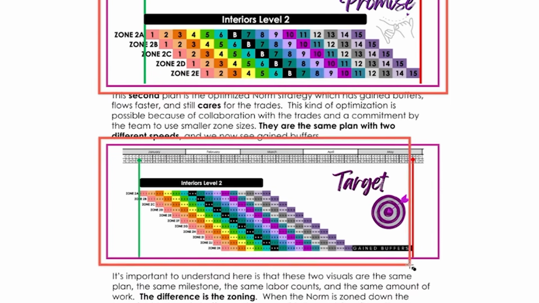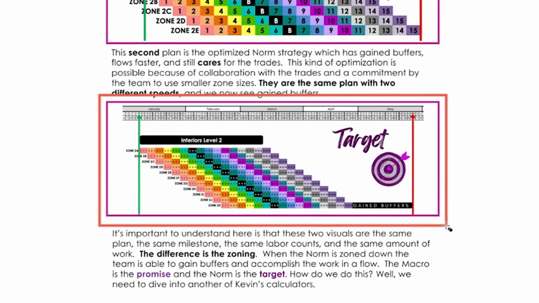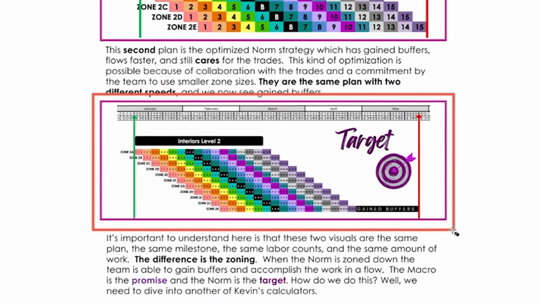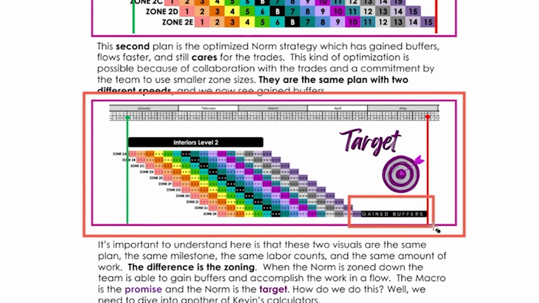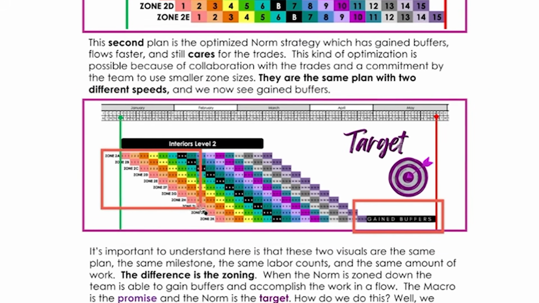Okay, what's the difference between the macro and the norm? The norm is your production target. Why are they different? Because the norm has buffers and it has the right number of zones.